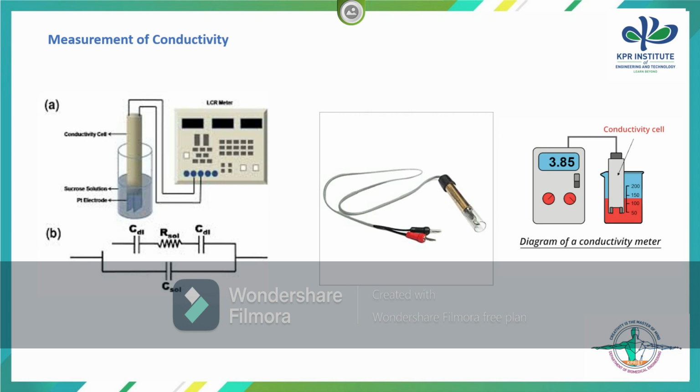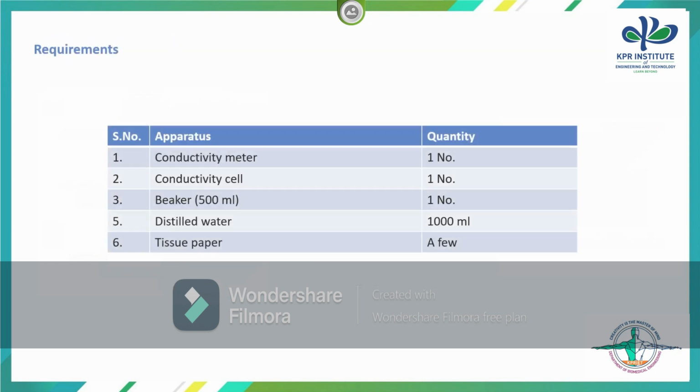The objective of this experiment is to find the conductance of the given samples. Requirements: conductivity meter 1 number, conductivity cell 1 number, beaker with 500 ml capacity 1 number, distilled water 1000 ml, tissue paper a few.